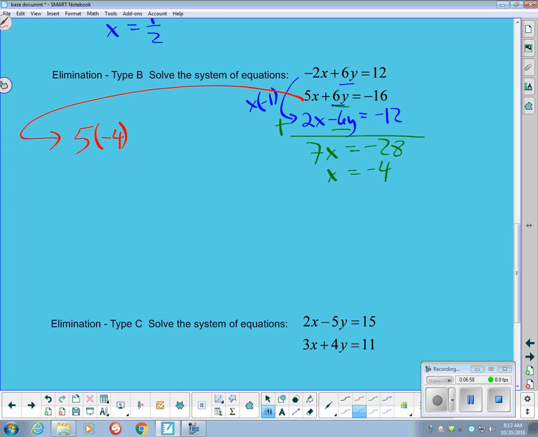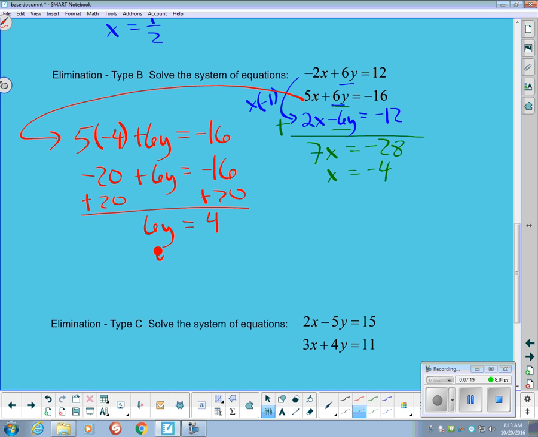5 times negative 4 plus 6 times y is equal to negative 16. So negative 20 plus 6y is negative 16. Adding 20 to both sides, I get that 6y is equal to 4. So y is 4/6 or 2/3. And I have my 2 points again, the x being negative 4 and the y being 2/3. That is where those two lines meet.